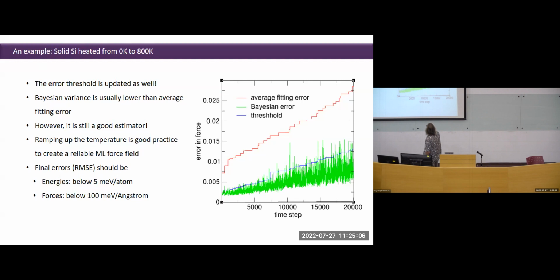So this is the threshold that we set. It's a threshold that is updated during the molecular dynamics run. So it takes the average of the last 10 Bayesian errors that were below it as a threshold. So, and as you jump over the threshold, an ab initio step would occur, right?